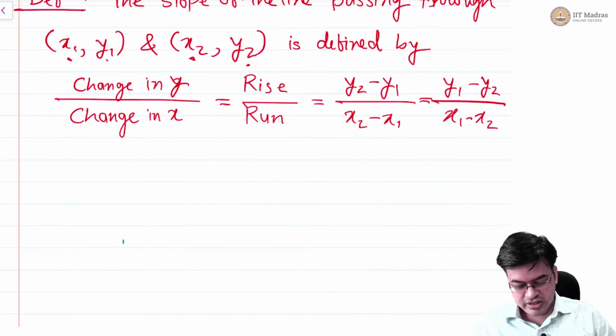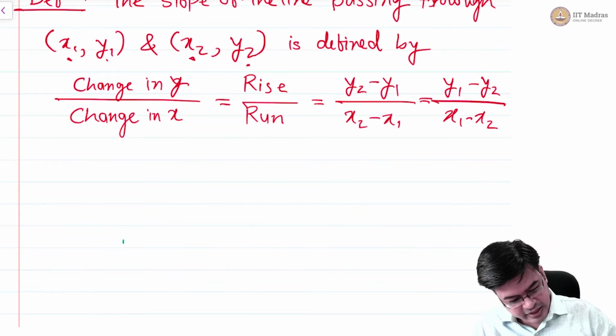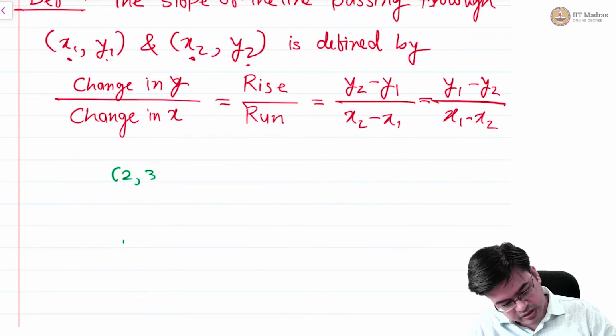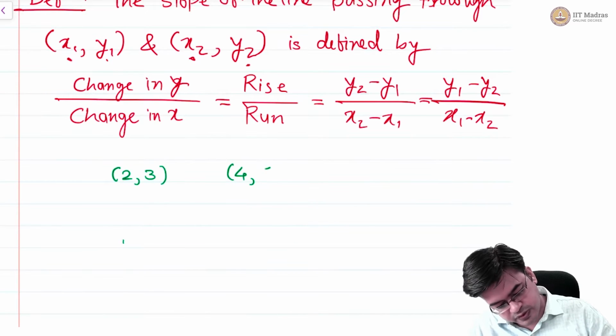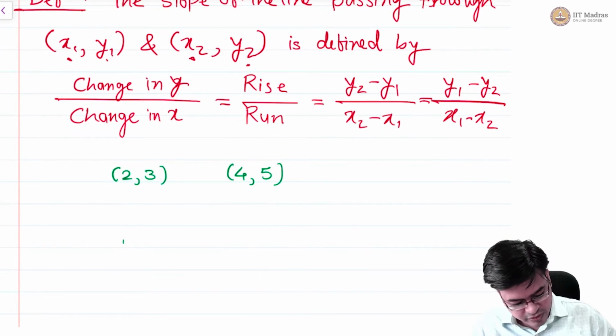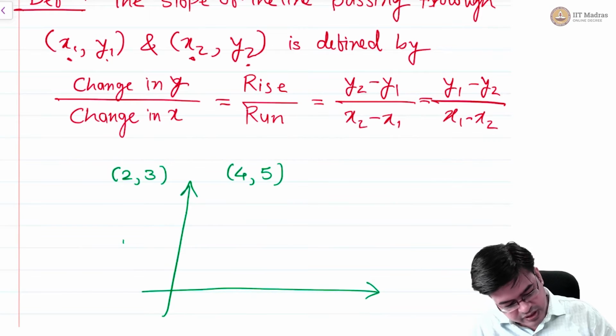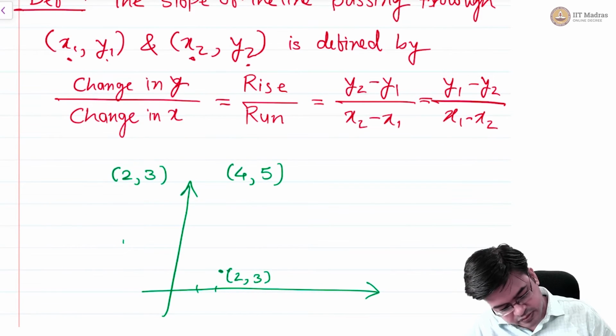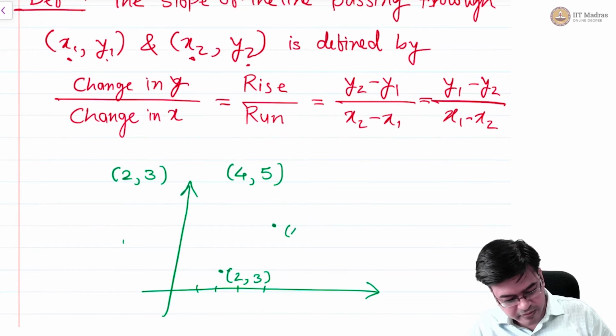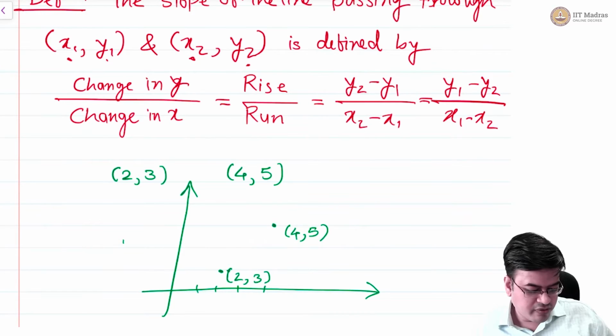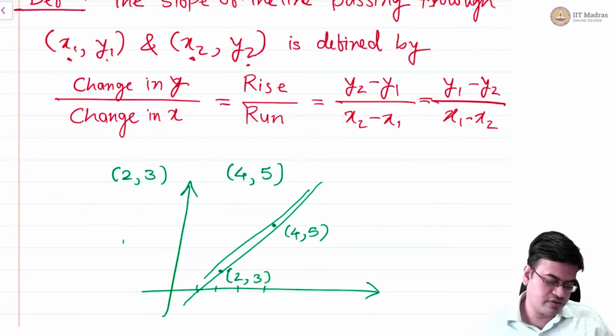Okay, let me demonstrate this through an example. So let us say I have a point 2 comma 3 and another point 4 comma 5, and a line passes through these 2 points. Let me draw them over here. The graph may not be to scale, so this is a point, let us say this is the point 2 comma 3, and this is a point say 4 comma 5. Now I have drawn a line passing through these 2 points.